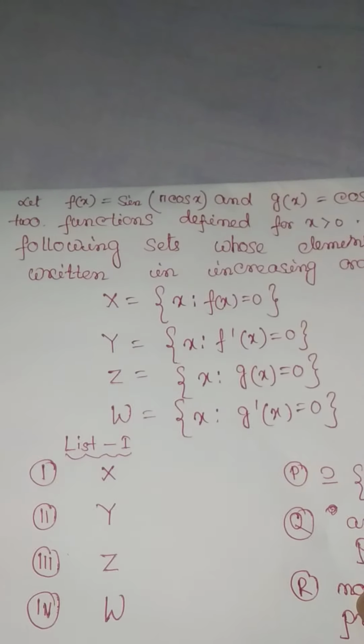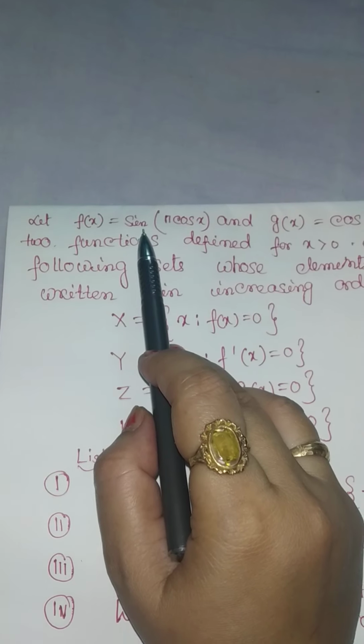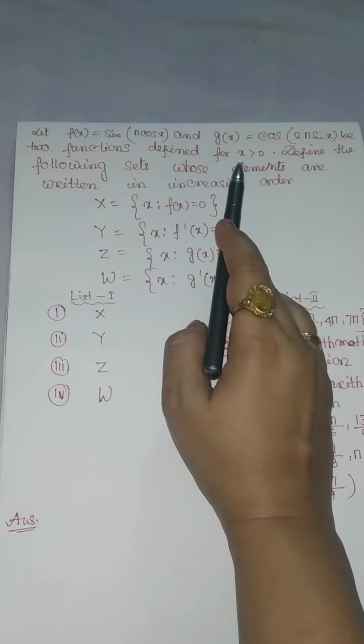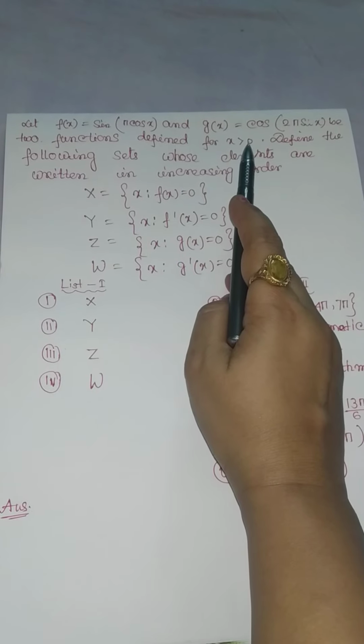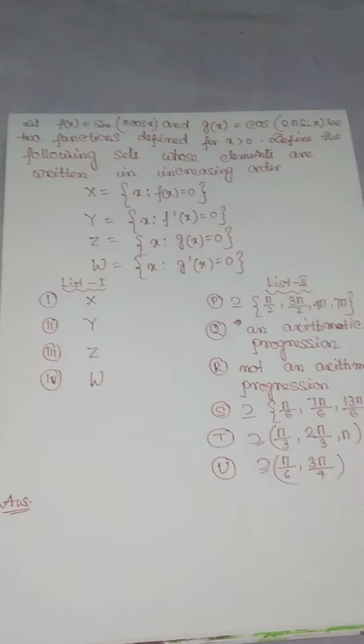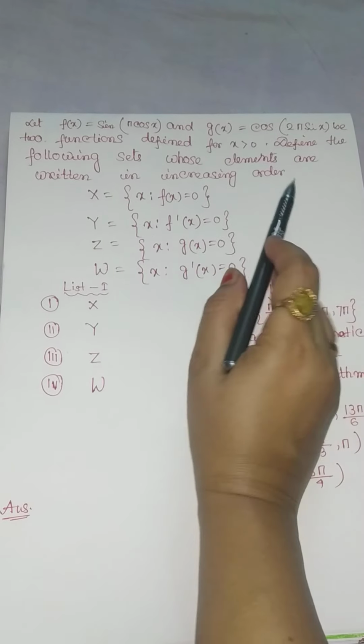It's a matching problem of 2019 JEE. Let f(x) = sin(π cos x) and g(x) = cos(2π sin x) be two functions defined for x > 0. Define the following sets whose elements are written in increasing order.